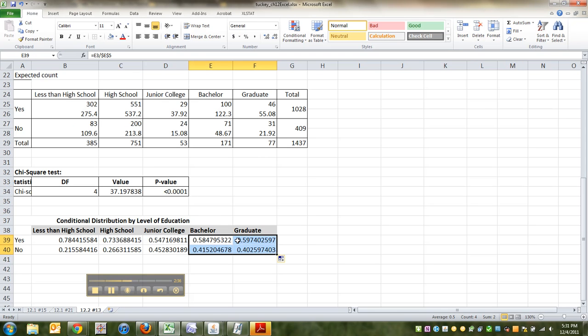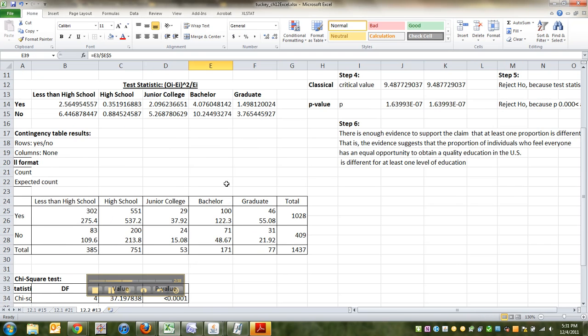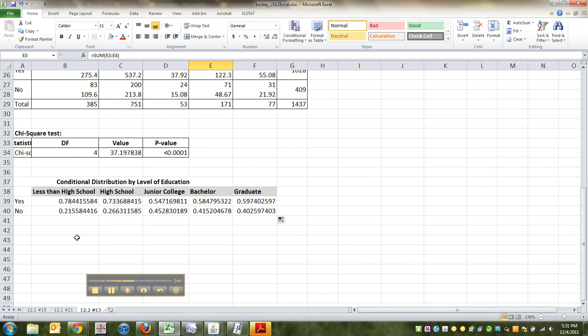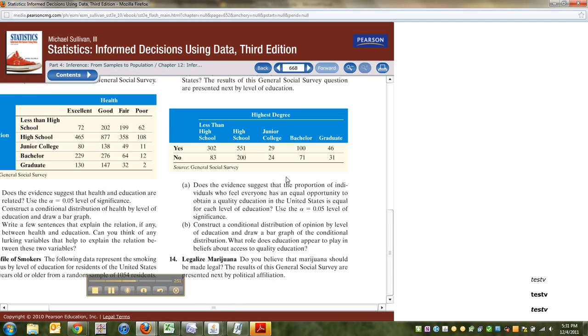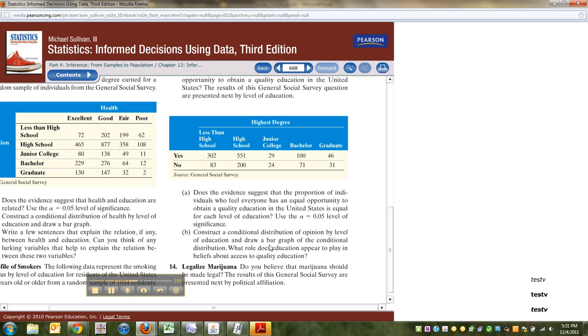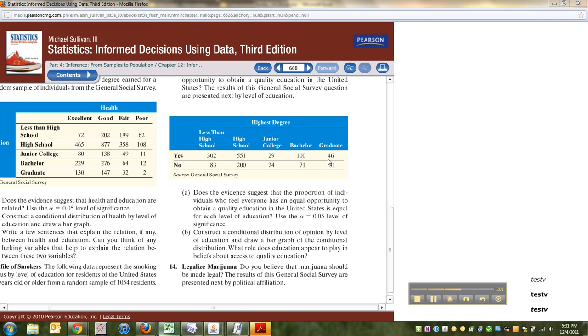All finished out. Okay, so I've basically found how many were in this cell divided by that cell, and then this cell divided by that cell, and so on. And you can sit there and type it all up if you want. Okay, and then I believe they want us to detect the differences. Let's see here. Construct a conditional distribution and draw a bar graph of that conditional distribution. See right there? Okay, so let's go back here.